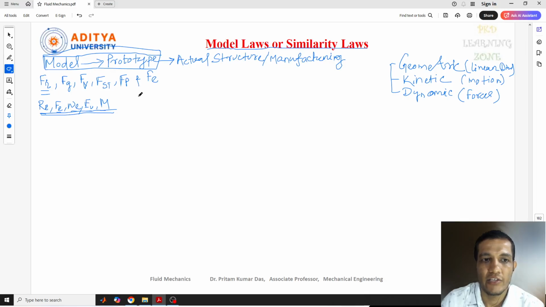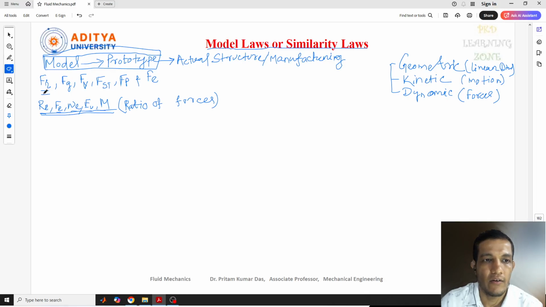This is actually the ratio of forces. Dimensionless numbers are nothing but the ratio of forces. This one you have already discussed in our previous lectures in detail. So a dimensionless number is nothing but the ratio of forces. That's why it is dimensionless.